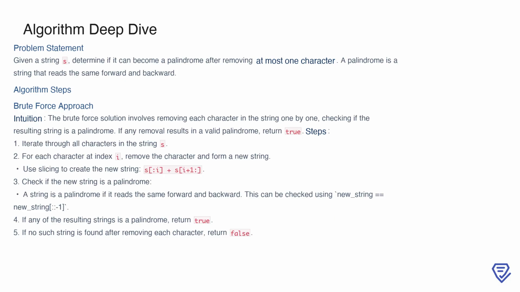First, iterate through all the characters of the string. For each character, remove it to form a new string using slicing. Then, check if the new string is a palindrome by comparing it to its reversed version. If any of these resulting strings is a palindrome, we return true. Otherwise, if no valid palindrome is found after removing each character, we return false. While simple, this approach involves creating multiple substrings and checking each one, which can be computationally expensive.